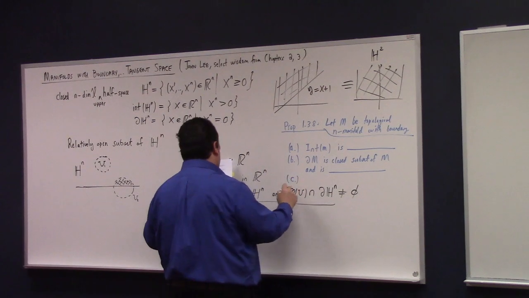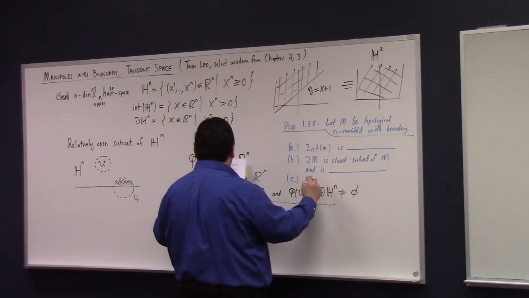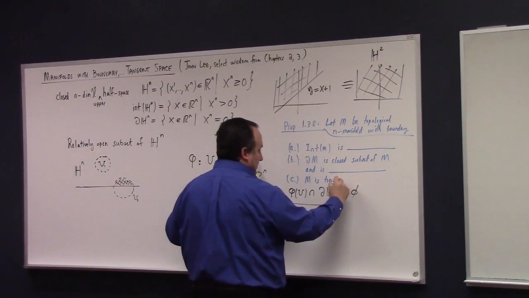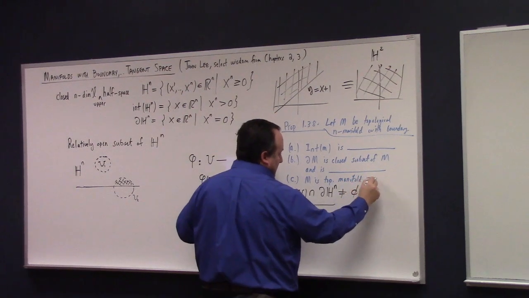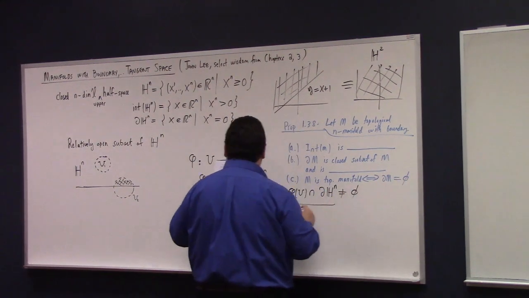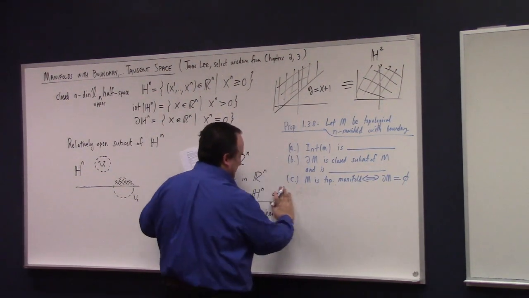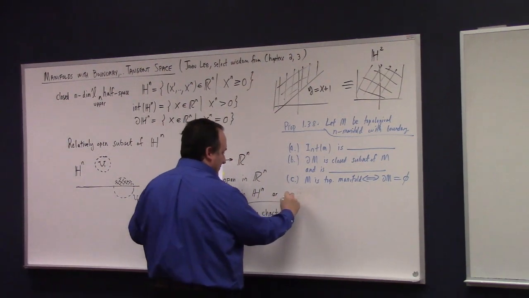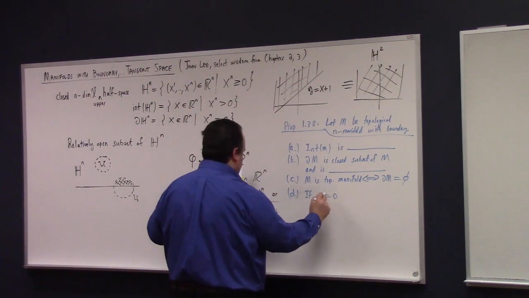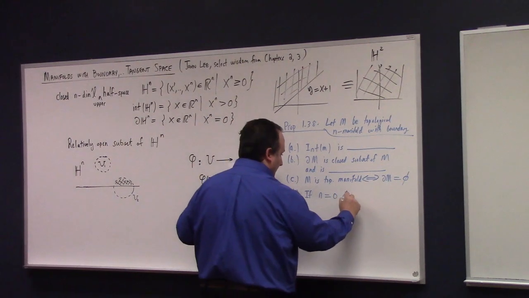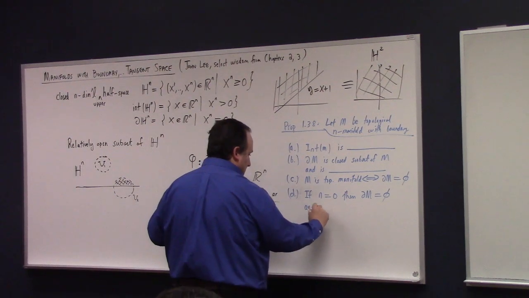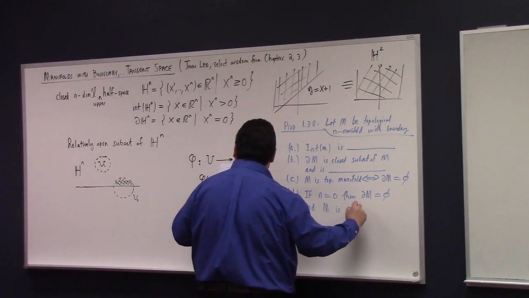And let's see here, C. M is a topological manifold if and only if the boundary of M is empty. And D: if n is equal to 0, then the boundary of M is empty, and M is a 0-manifold.